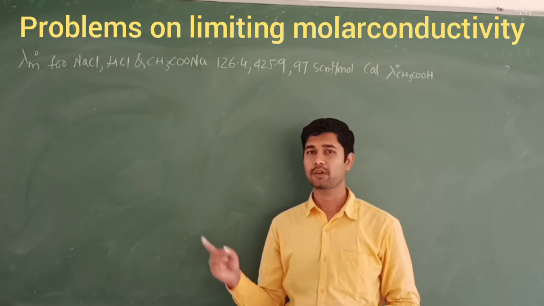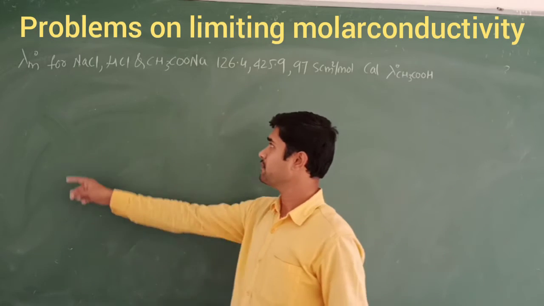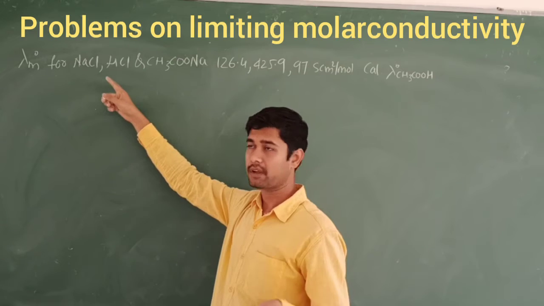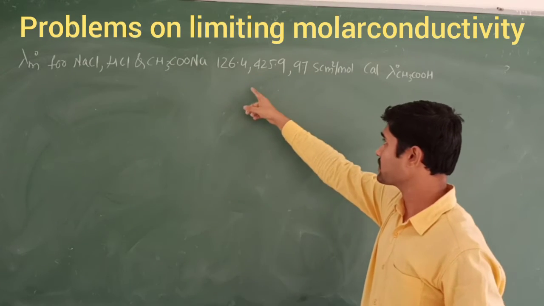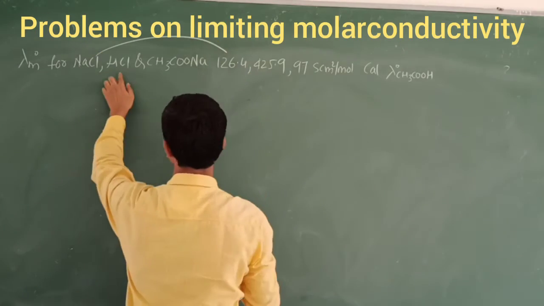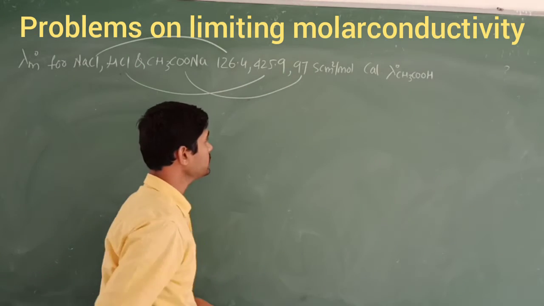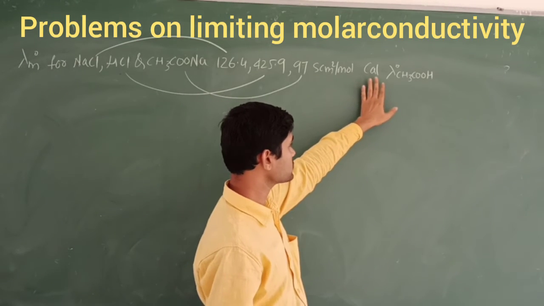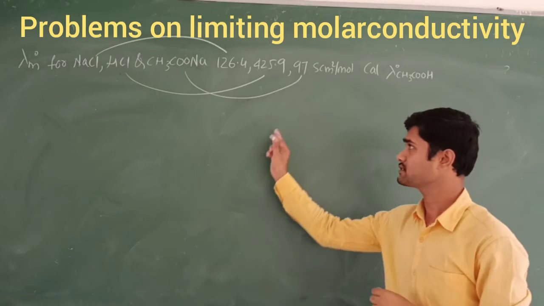So this is about the calculation of the limiting molar conductivity when they are given the individual ions. Let's discuss one of the variety problems from limiting molar conductivity. It has given the limiting molar conductivity for NaCl, a strong electrolyte, HCl, a strong electrolyte, and also sodium acetate, a strong electrolyte. The values are 126.4 for NaCl, 425.9 for HCl and 97 cm² per mole for sodium acetate. Our aim is to calculate the limiting molar conductivity for acetic acid.